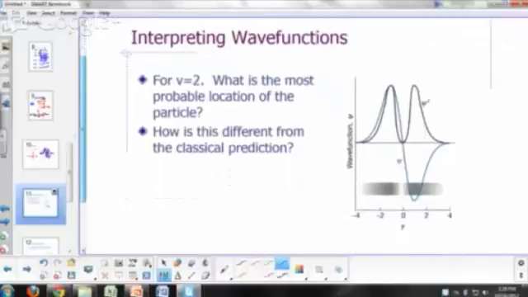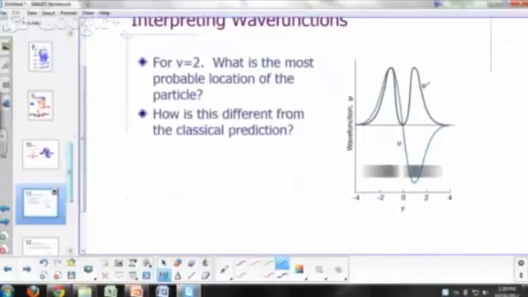Here's the interpretation. Here's your wave function for v equals 2. Is this v equals 2 or v equals 1? You've got one node, so this is v equals 1, right?